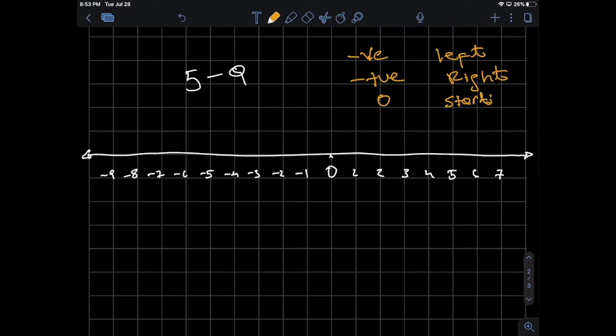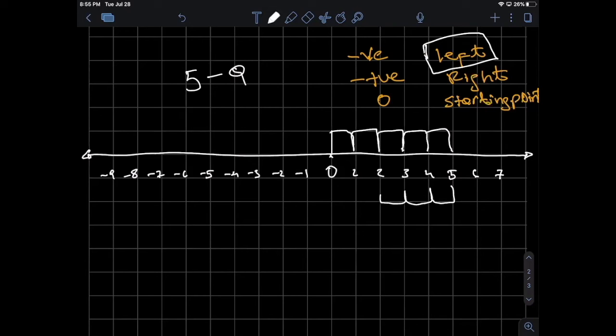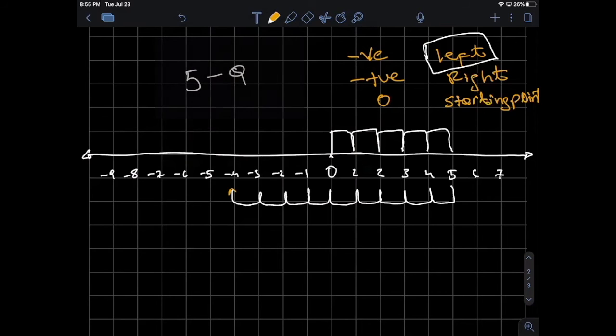5 is positive, so we go 5 points to the right. So the way we do it is we start from 0 and then we go 1, 2, 3, 4, 5. And then the 9 has a negative before it, so we go where? To the left. So you go 9 points to the left. So from 5, we would go 1, 2, 3, 4, 5, 6, 7, 8, 9. The number that you reach at the end is the right answer. So in this case, it is -4.